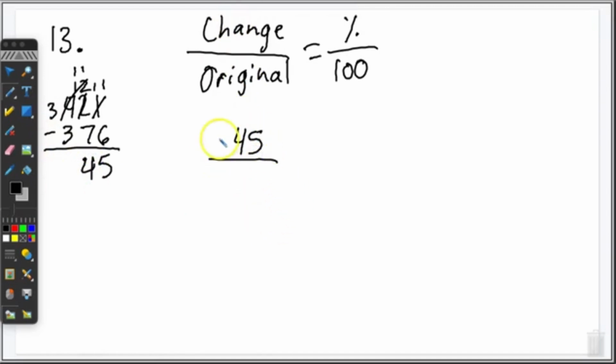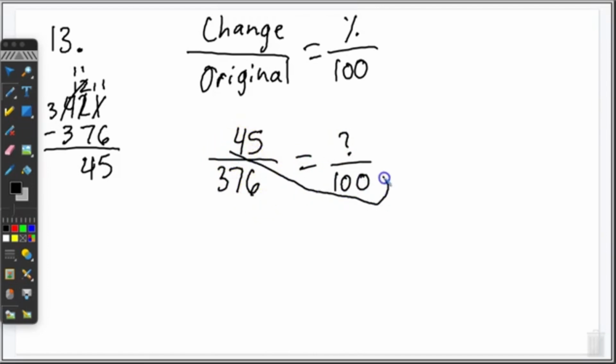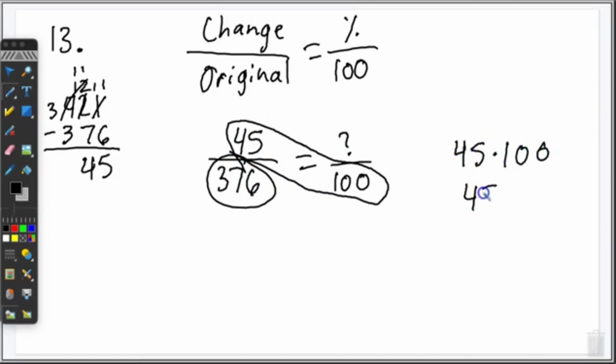The original is the 376. And then we do not know the percent, but we know it's over 100. Now all we do is bat and ball method. Very simple stuff. 45 times 100 is 4,500. Then we divide that by 376.